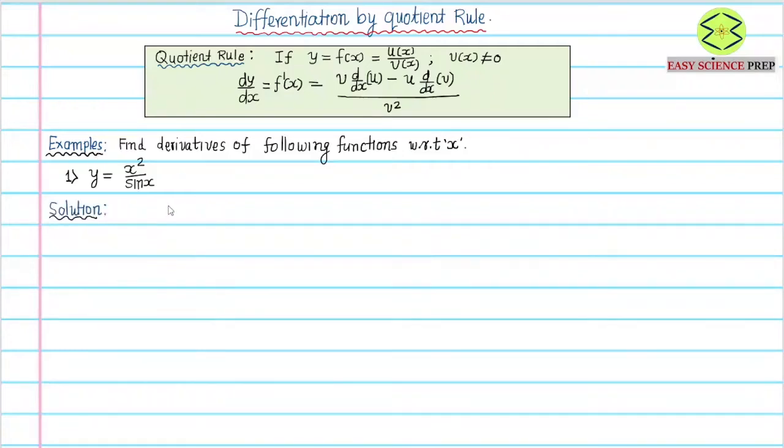So we have y as a ratio of x square and sin x. If you look here, the numerator, which is x square, is u for us, and the denominator, sin x, is v. So we have u divided by v, and we can apply the quotient rule to get the differentiation of this function. Let me write it down. The procedure is very simple.